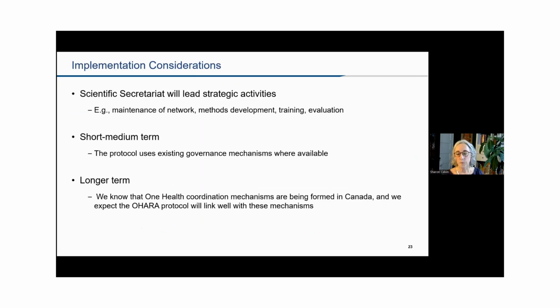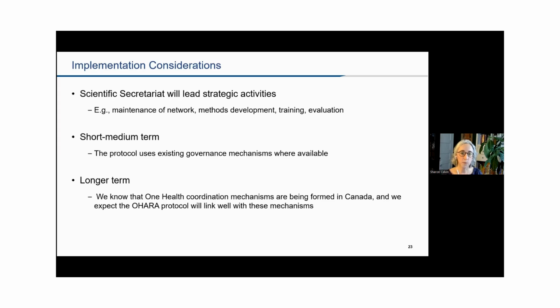And these implementation considerations will include things like the need for a scientific secretariat that would lead strategic activities, things like maintenance of an ongoing network, ongoing development of methods, training, reevaluating. And we feel that without a scientific secretariat, this work won't necessarily continue.